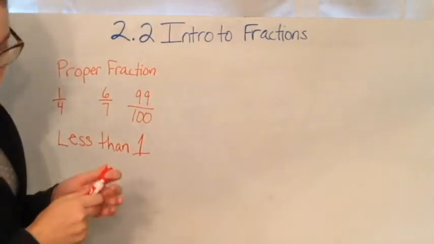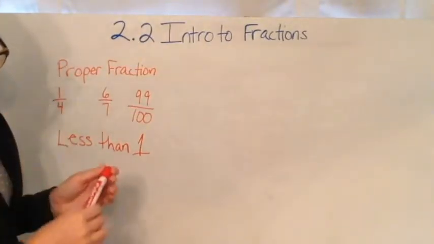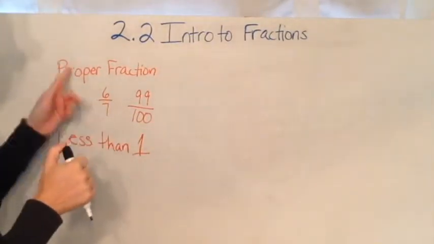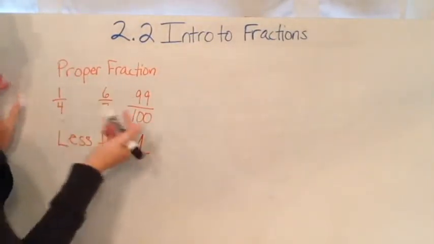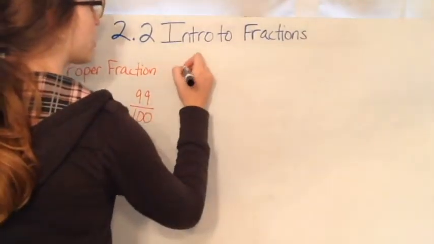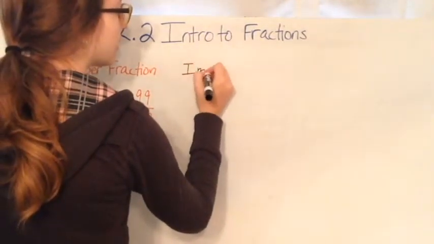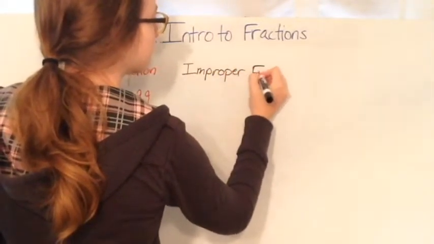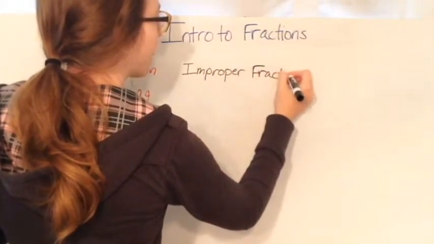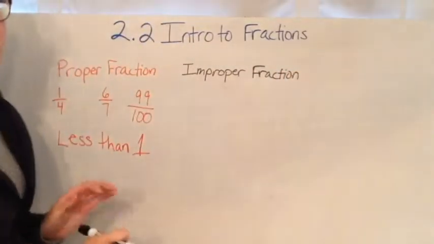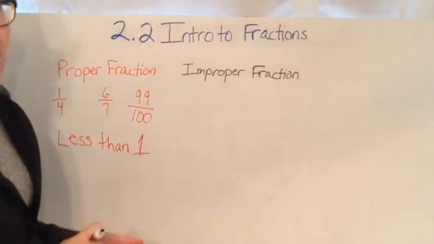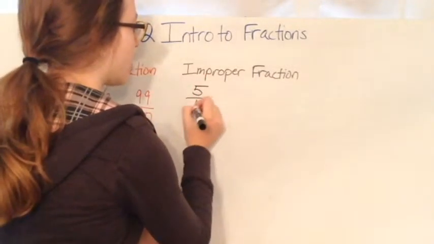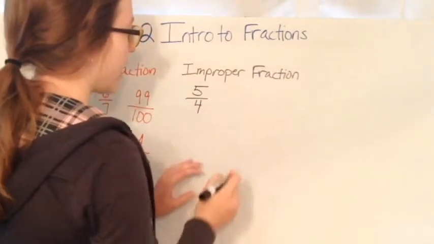Another type of fraction is going to be an improper fraction. And you might be able to tell a little bit, or at least take a guess, what a proper fraction means. This is not that, because this is improper. And an improper fraction, the numerator is larger than the denominator. So an example of that could be 5/4.